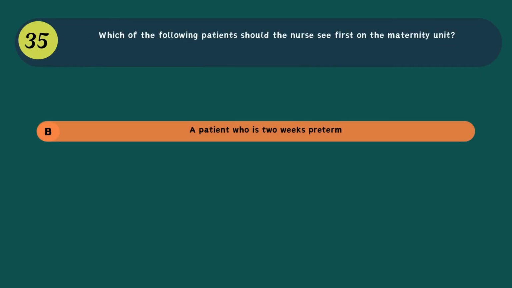Question 35. Which of the following patients should the nurse see first on the maternity unit? A. A patient independent of contractions. B. A patient who is 2 weeks preterm. C. A patient who is entering the transitional phase of labor and requests to use the bathroom. D. A multigravida at 35 weeks gestation, whose fetal heartbeat is 160 with variation of plus or minus 5 beats.